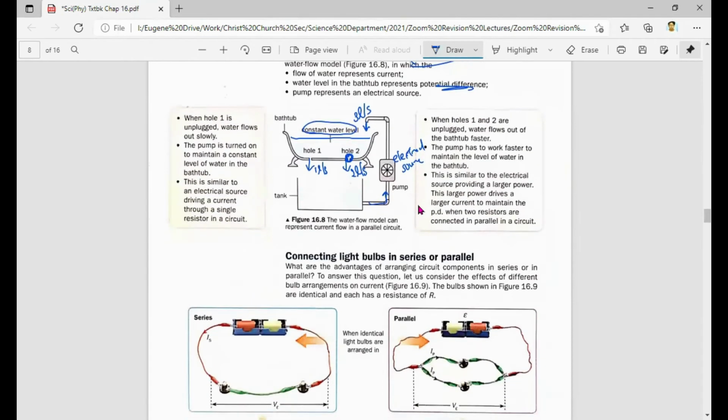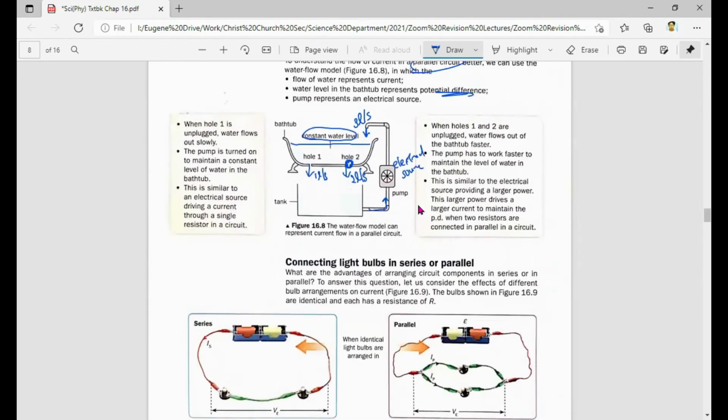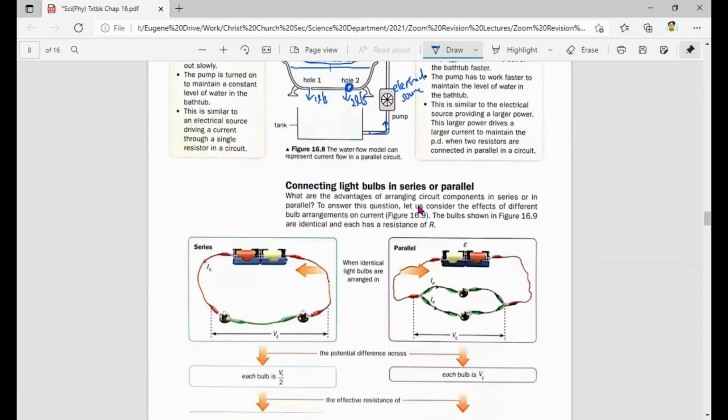So this is quite an interesting concept using the water pump method. Really, the constant water level is just to tell you that it's trying to maintain the potential difference. So this is to highlight the idea of current. When there are more branches, you realize the total current will actually increase, but the potential difference across each of them stays the same.